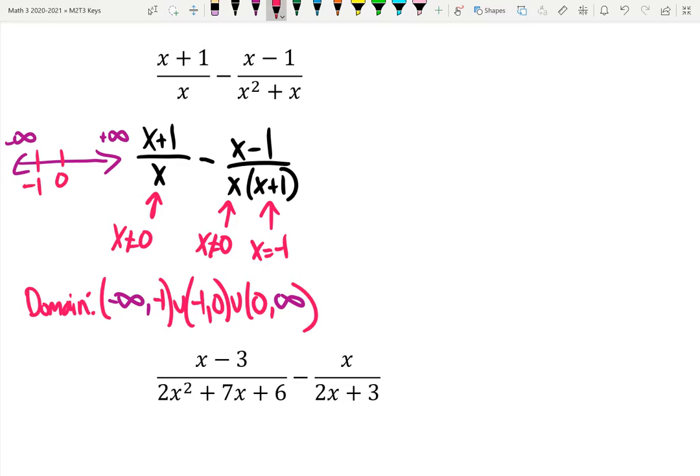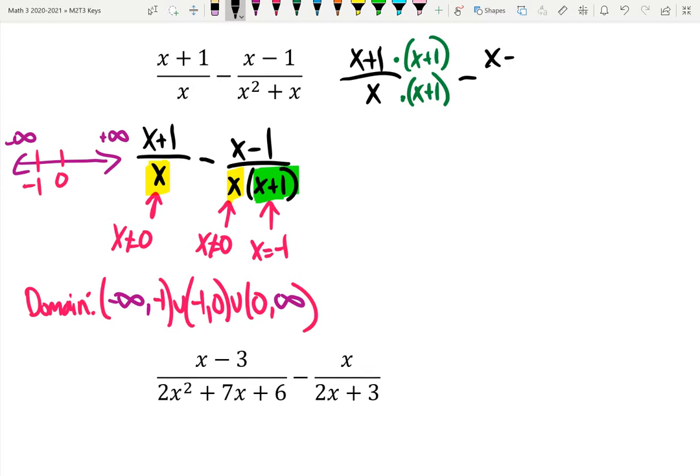So, what is missing in this? They both have an x. This one has an x plus 1. So what I'm going to do to this first fraction is multiply it by an x plus 1, minus x minus 1 all over x times x plus 1.